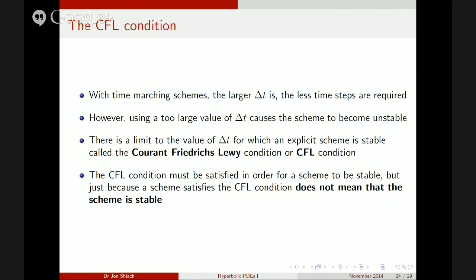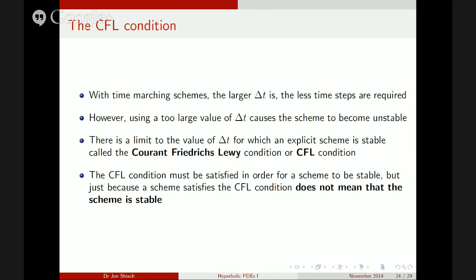Okay, so this is to do with stability. The CFL condition: with time marching schemes, the larger your value of delta t, the fewer time steps you need to actually reach your end time. So if your delta t is larger, there are fewer time steps and less computational effort, and everyone's a winner. Not quite as simple as that, because if you set your time step to be too large, your scheme will become unstable. Well, an explicit scheme will become unstable.